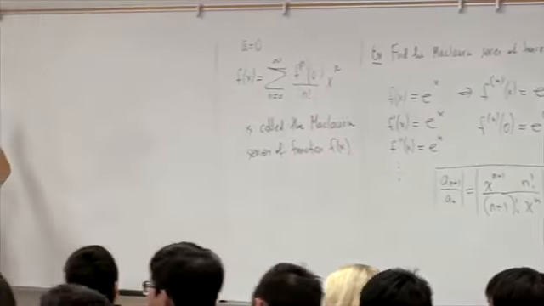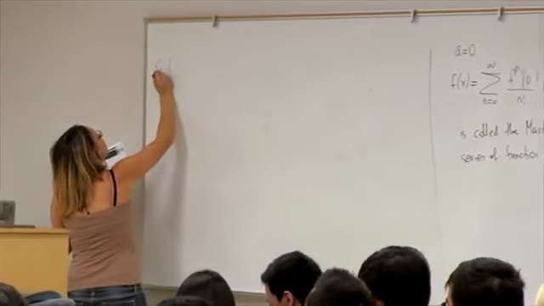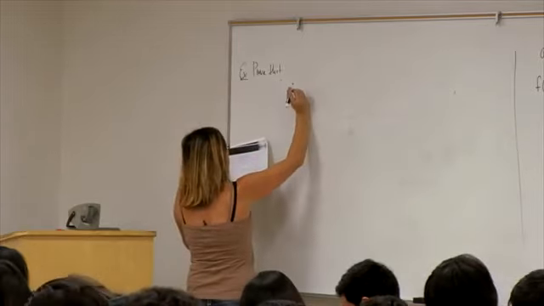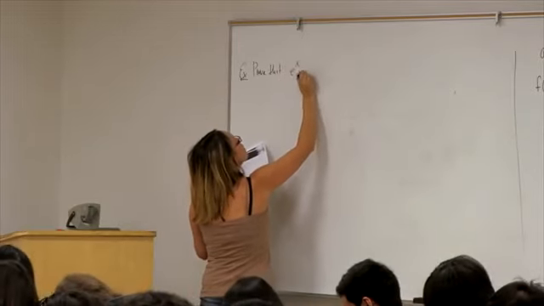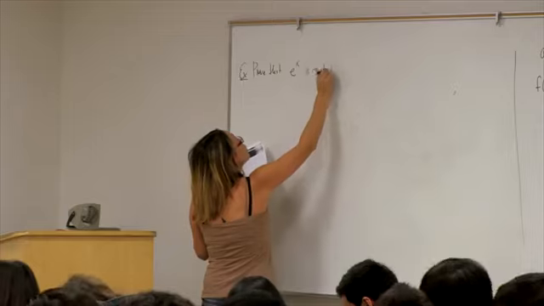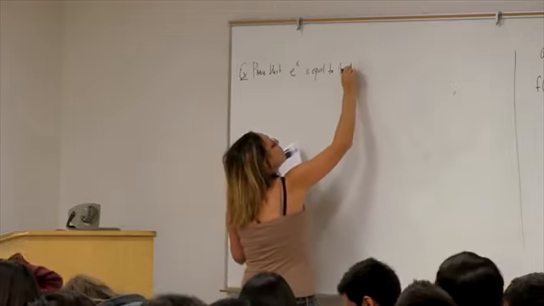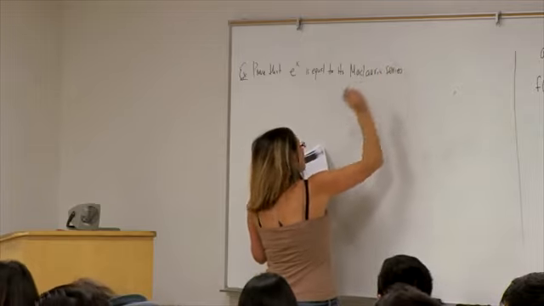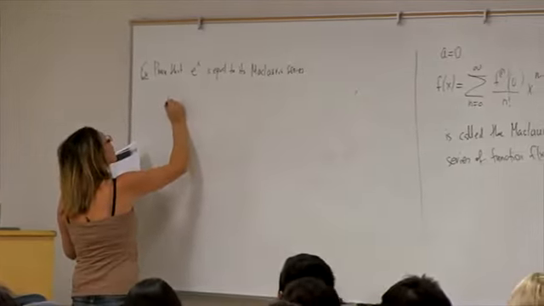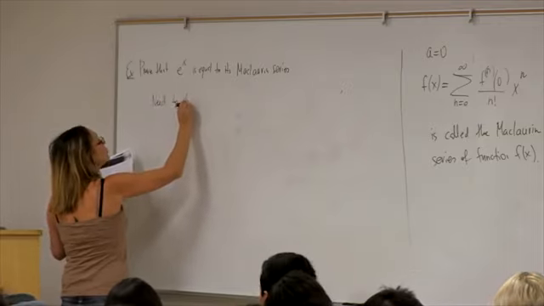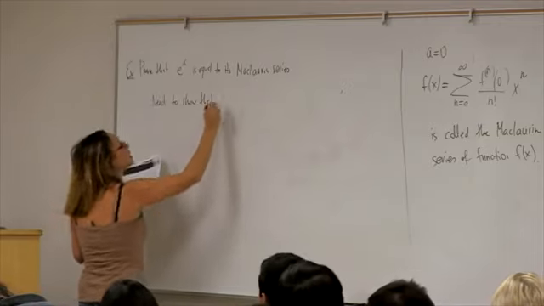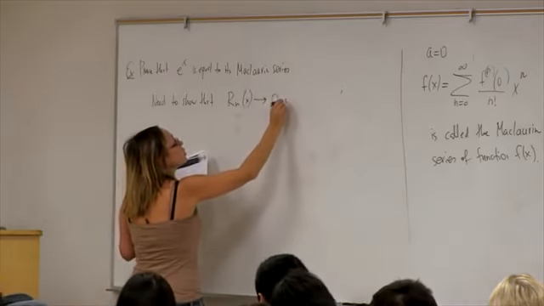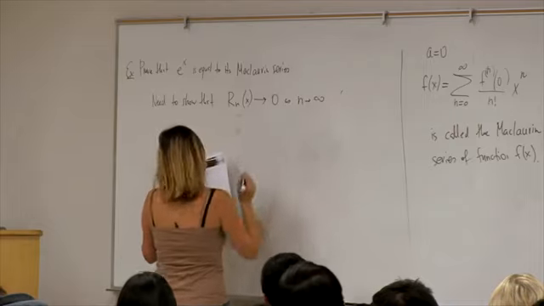Prove that e to the x is equal to its Maclaurin series. So we need to show that Rn of x goes to 0 as n goes to infinity.